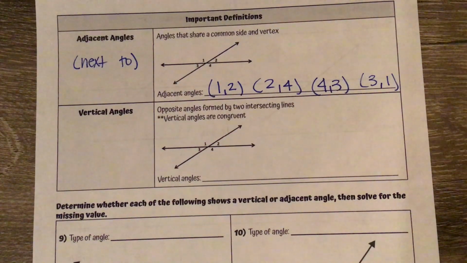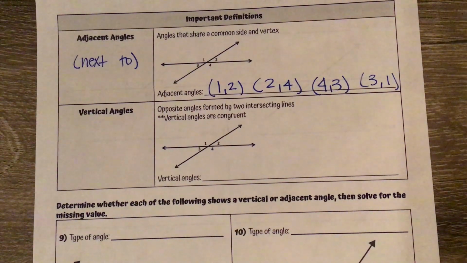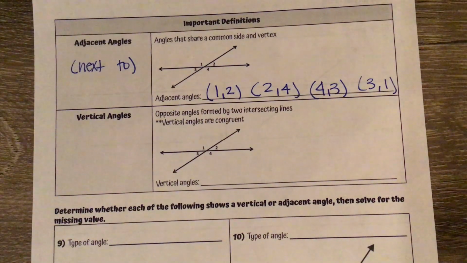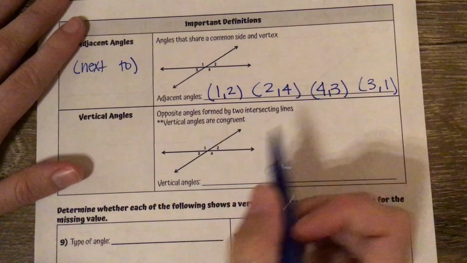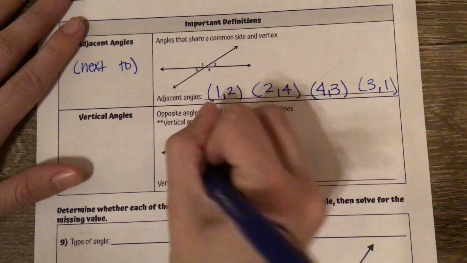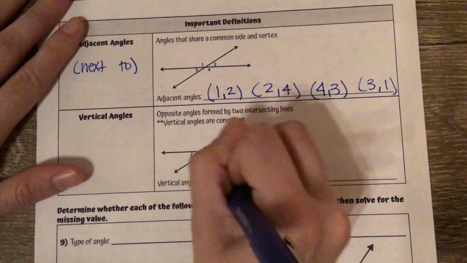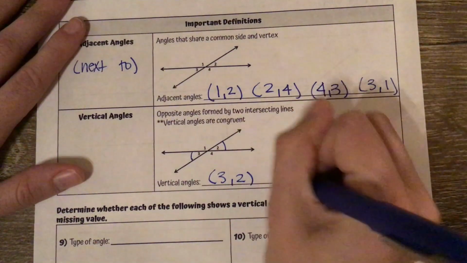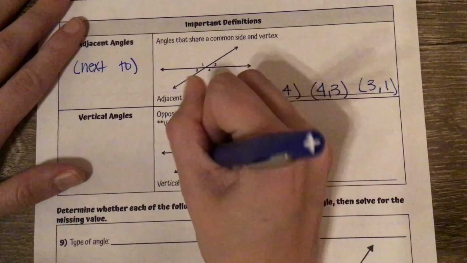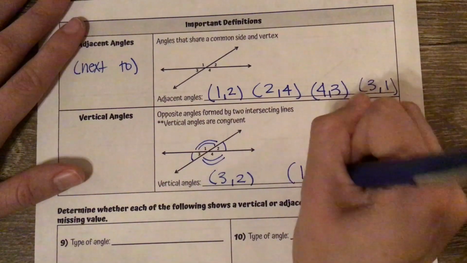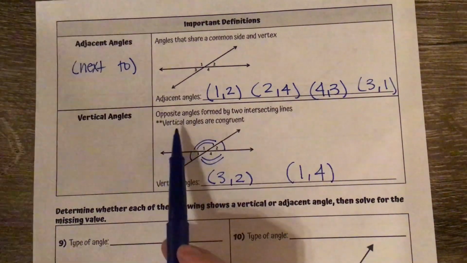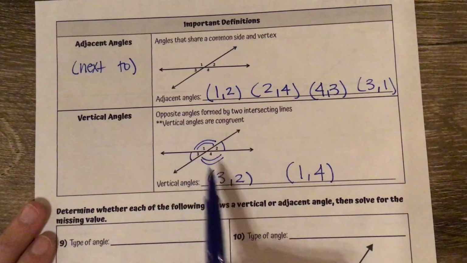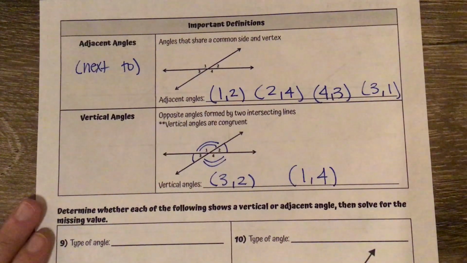Vertical angles are opposite angles formed by two intersecting lines. So we have this line intersects that line. When we have the vertical angles, it's these opposites. So 3 and 2 are one set of vertical angles. And then the other set, I'm just going to draw two lines with it, are 1 and 4. And what you'll note is it says vertical angles are congruent, so it makes sense. 3 and 2 look similar size, 1 and 4 look similar size.